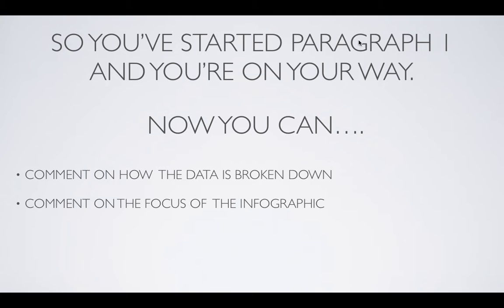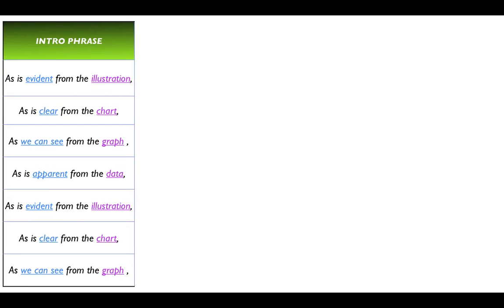So you've started paragraph 1 and you're on your way. Now you can comment on how the data is broken down, or comment on the focus of the infographic. Comment on how the data is broken down. Data or data. It has two pronunciations in English. It was originally a British American difference. To be honest with you, the way television works nowadays, everybody is all mixed up, so you can use whichever one you want, data or data. Right, let's look now at how to develop our sentence.